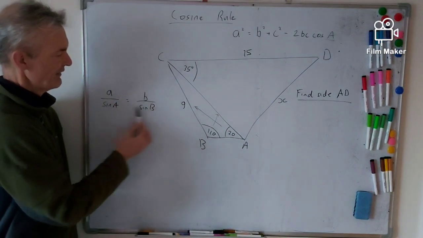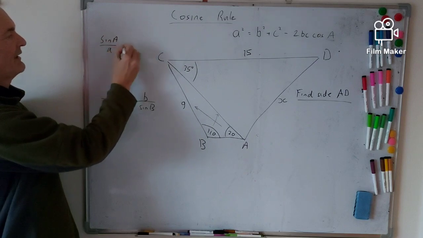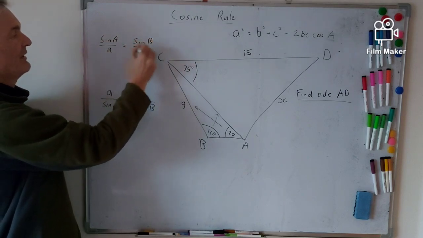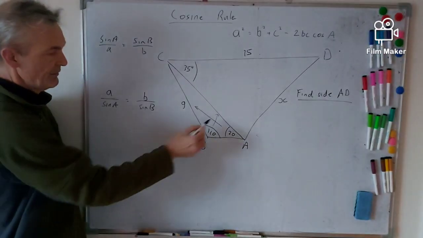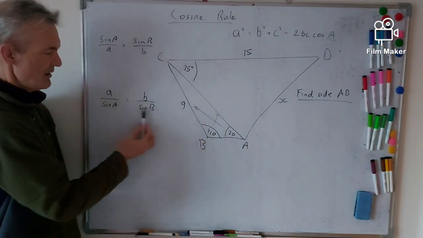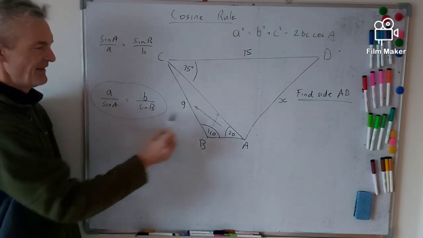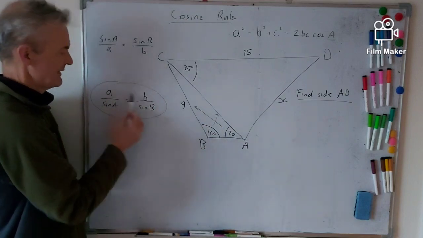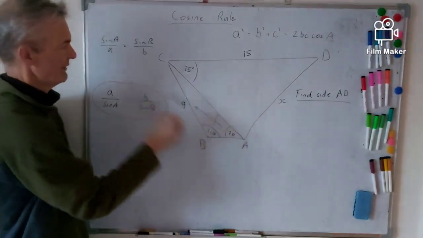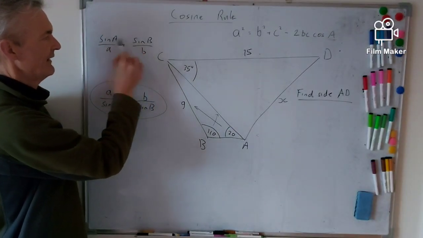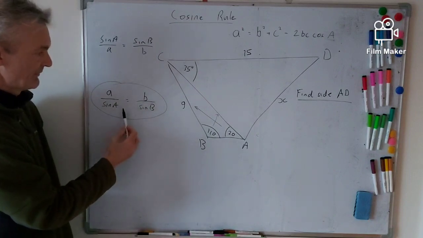So remember, we can use this way, or you can use it the other way around. Sine A over A equals sine B over B. Both acceptable. Now if we're looking for a side, I would use this version of it. So the bit that you're looking for, the side, keep those on top. If you were looking for an angle, I'd use that one where the angle is going to be on top. So here we go. Let's put in the information we've got.